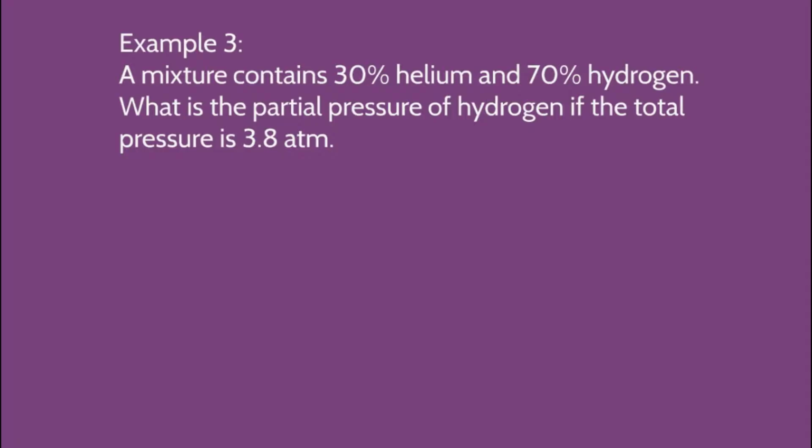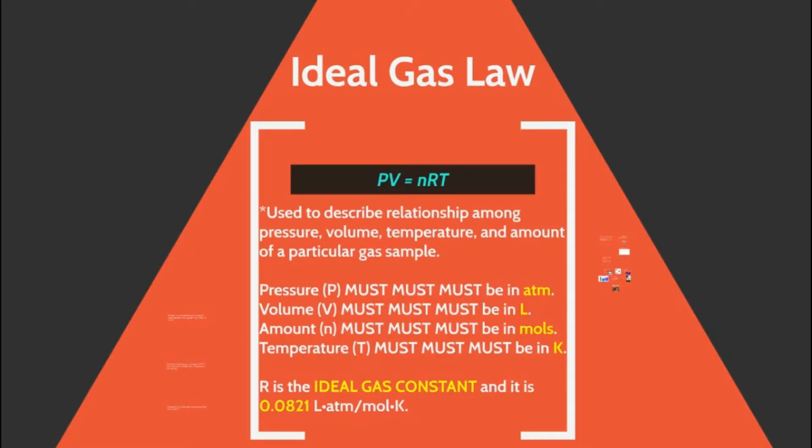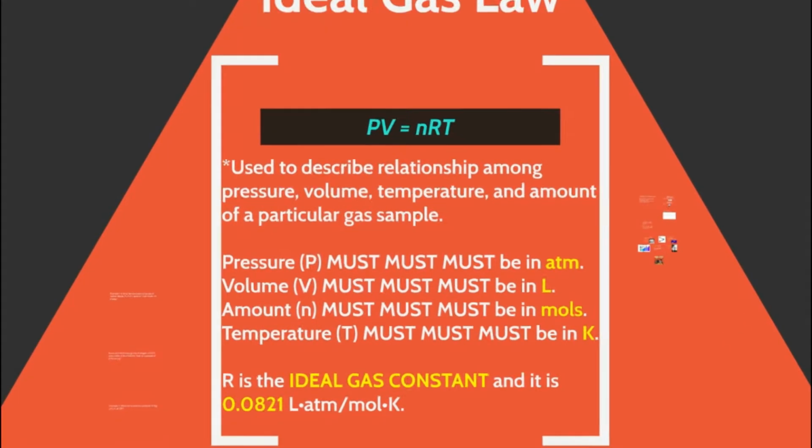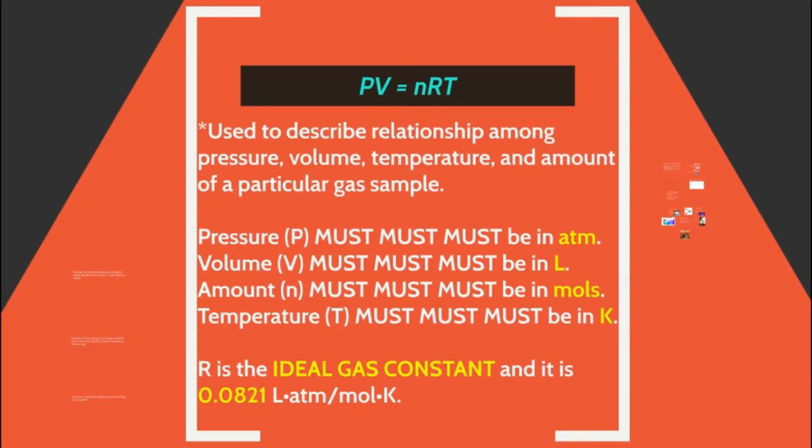What if I were to ask the partial pressure for helium? Well, if they said helium, you would plug in 30 instead of that. Or, since you already know this, what could you subtract this from to figure out the other half? You just subtract that from 3.8.